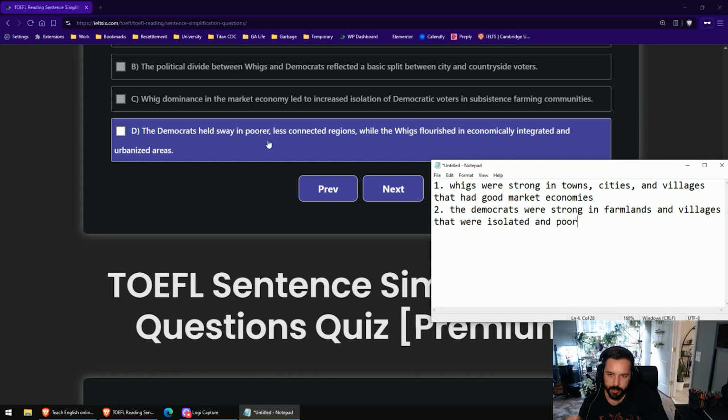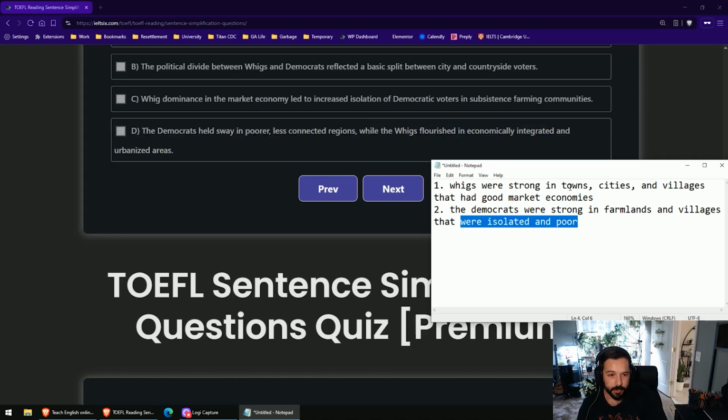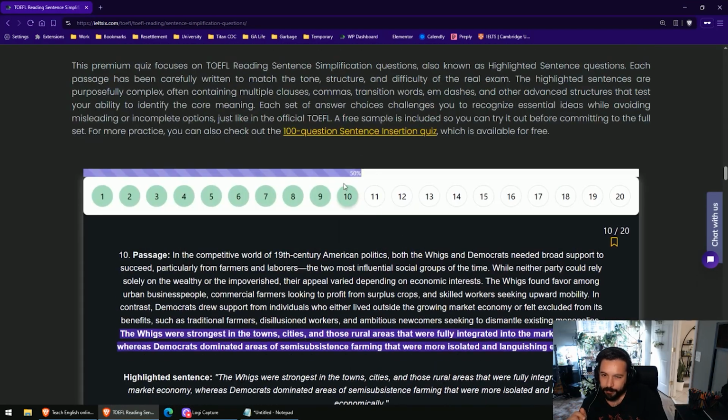The Democrats held sway in poorer, less connected regions. That is correct. While the Whigs flourished in economically integrated and urbanized, meaning towns and cities, areas. That's actually a very good option.